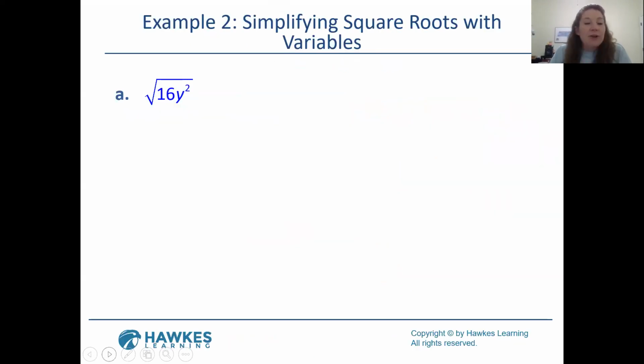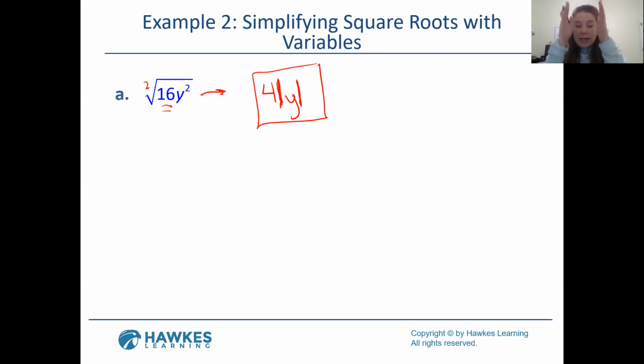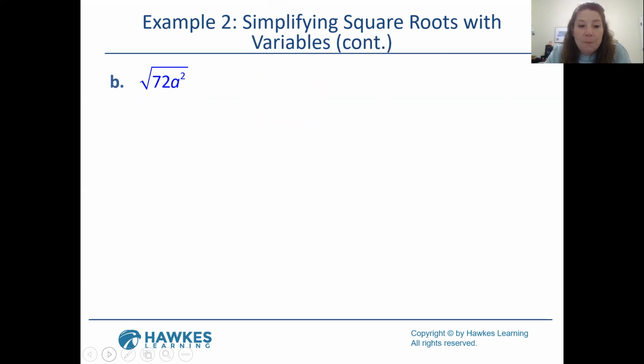So let's look at this one now. We have 16 is a perfect square. Y squared is a perfect square, but once again, these 2's match. This is a variable and 2 is even. So the square root of 16 is 4. The square root of y squared is y. But since those 2's match, we have to use the absolute value signs. Those are just long, straight signs, okay? So 4, absolute value of y.